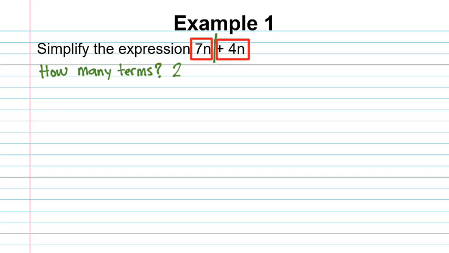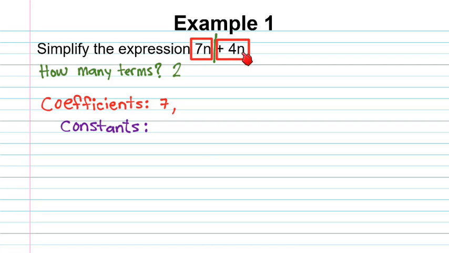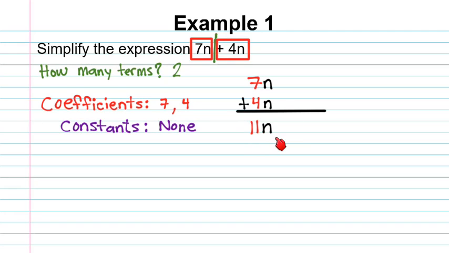Now once I have that, I can set up finding the coefficients and the constants here. Coefficients, we have a 7 for the number in front of this n, and then we have a positive 4 in front of the other n. And then there are no constants, so I'm going to put none there because there are no numbers without variables here. Then I can move on to the next one where I add these. I have 7n plus 4n. When I get those added together, I get a grand total of 11n. So we have here a simplified expression from the original one.